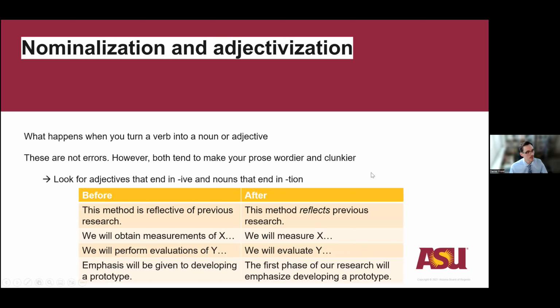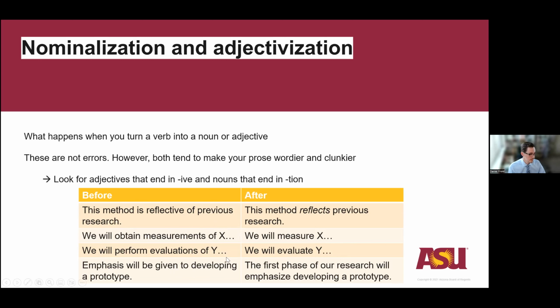So the first example: "This method is reflective of previous research." Reflective is an adjectivized form of the verb reflect. You can change it to "This method reflects previous research." I think that's a much more concise, more elegant sentence. It takes out some of those unnecessary words and syllables. The next two have the same construction, unnecessary verbs. "We will obtain measurements," or "we will perform evaluations." Why say that when you could simply say, "we will measure XYZ," "we will evaluate XYZ."